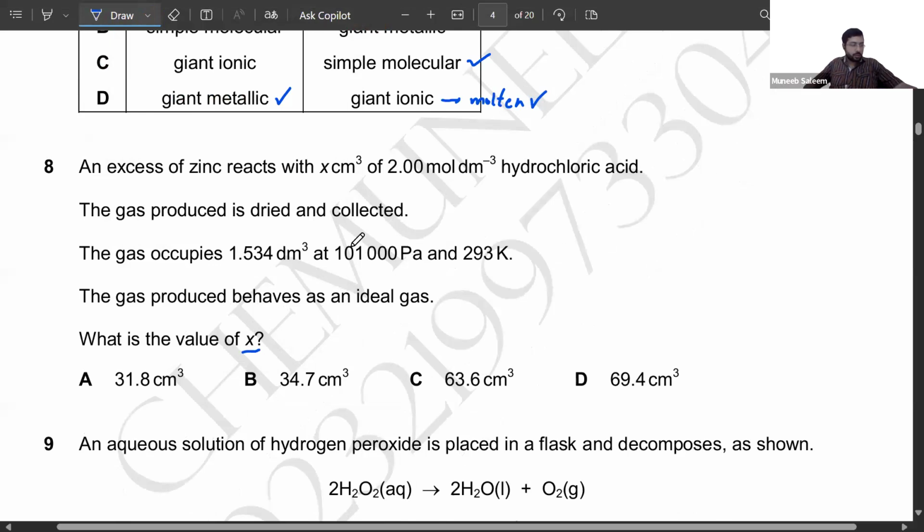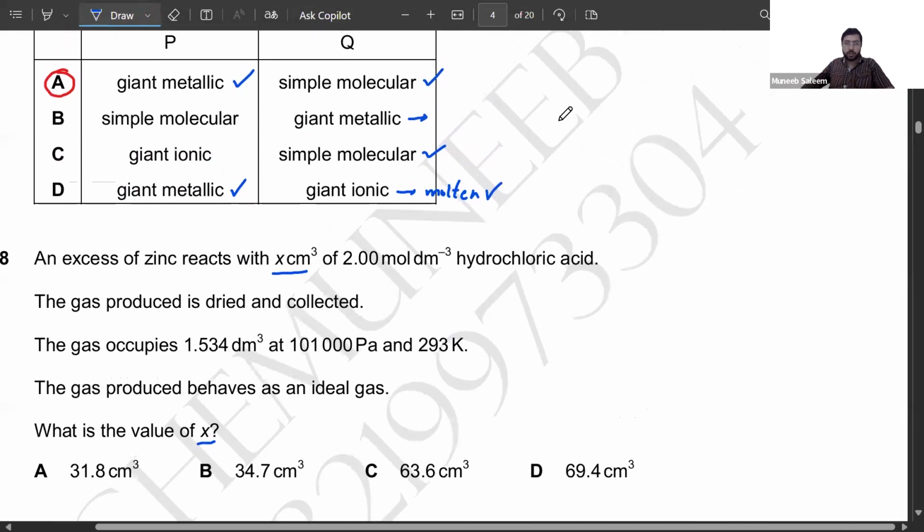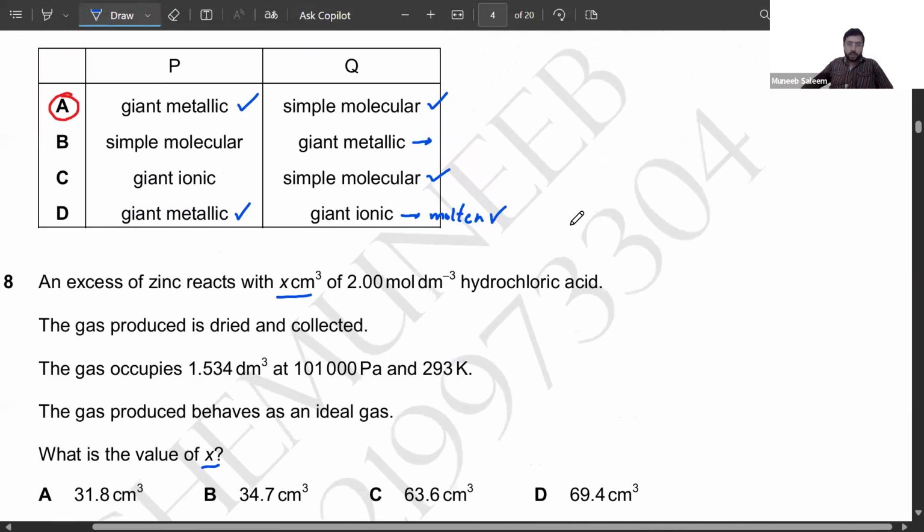X, we know, is basically the volume of the hydrochloric acid. For this purpose, first of all, we need to construct the equation. The reaction is between the zinc element and the hydrochloric acid, and after the reaction it should produce zinc chloride along with the formation of hydrogen gas. We need to balance the equation. Now, chlorine and hydrogen are balanced.